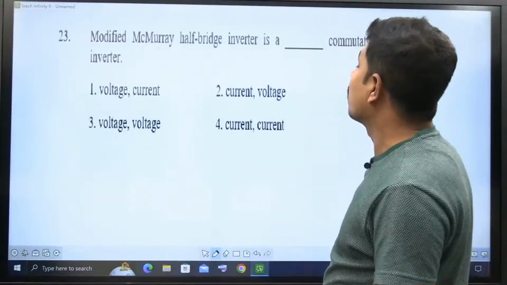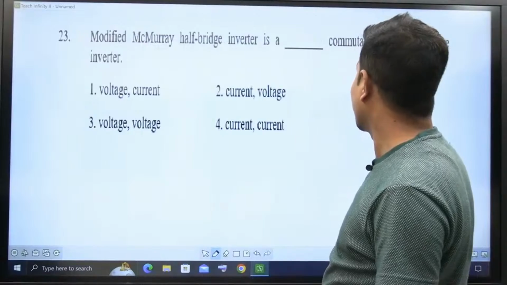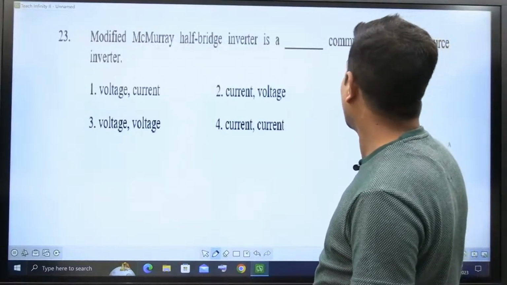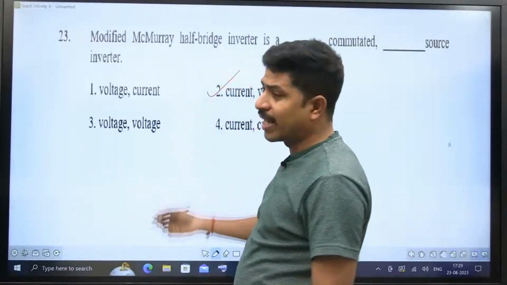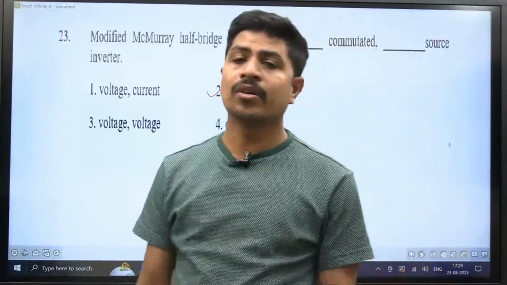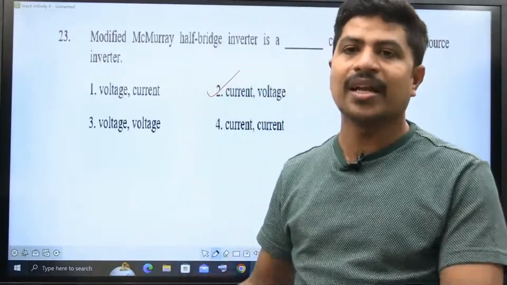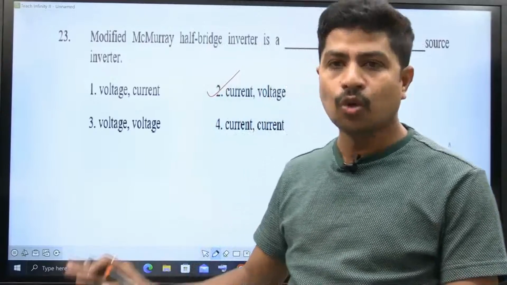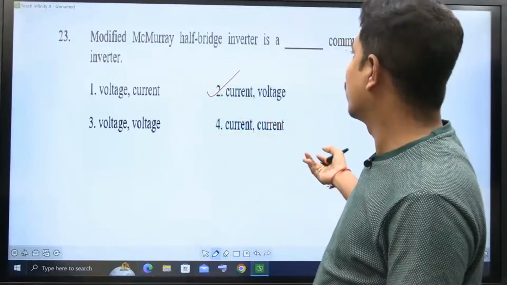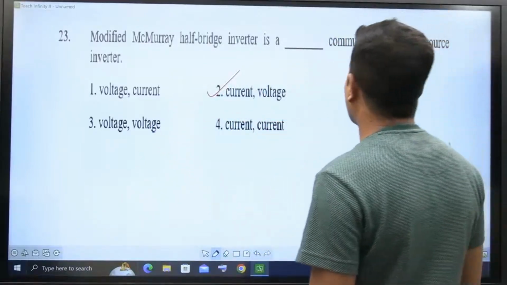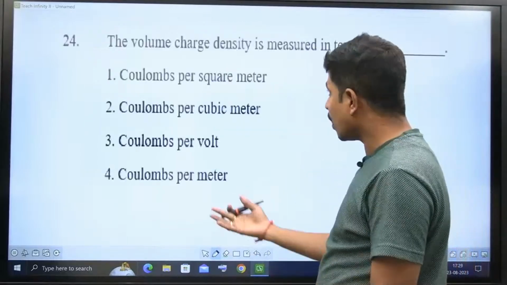See, the modified McMurray half-bridge inverter is a current commutated voltage source inverter. It is also a direct question. You need not understand anything here. It's a direct question. If you know about the McMurray half-bridge inverter, yes, it is a current commutated voltage source inverter. Next question.